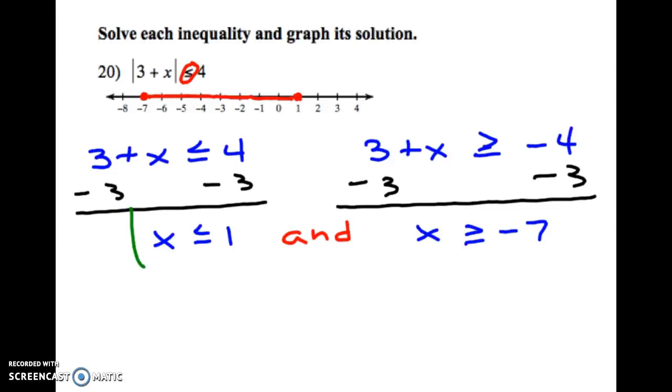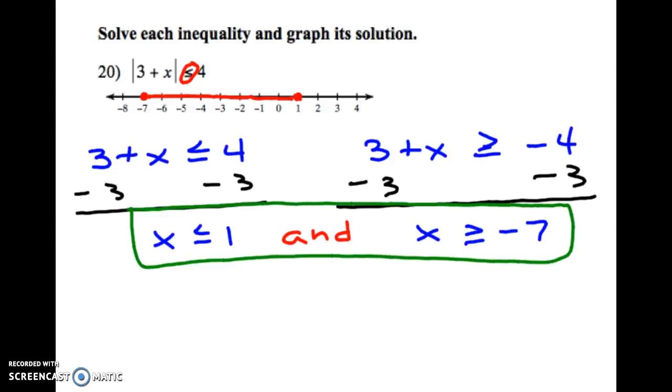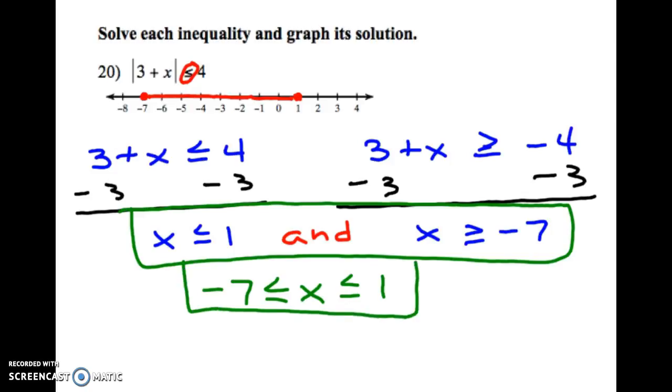So algebraically, we can either leave it as x is less than or equal to 1 and x is greater than or equal to negative 7. Or we can write it as the compound inequality, where x is less than or equal to 1, and it's greater than or equal to negative 7. The algebra version definitely points out that x is between negative 7 and 1.